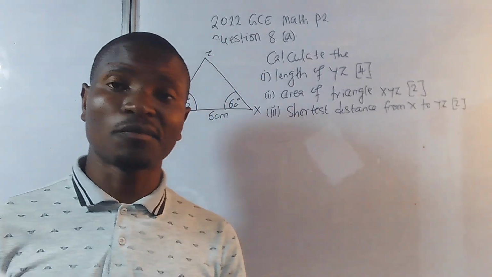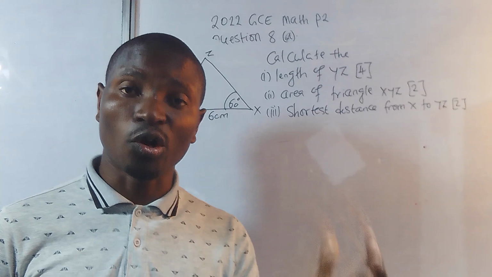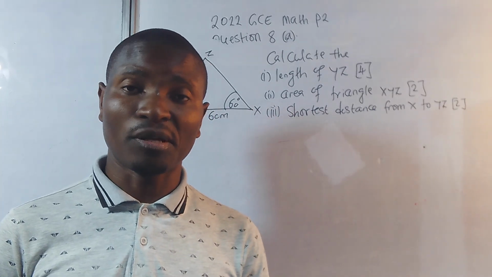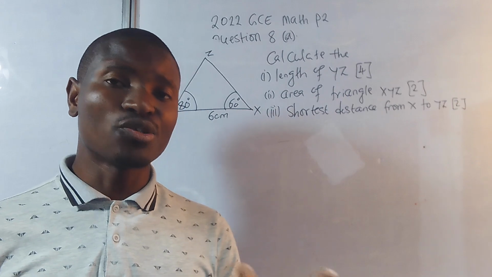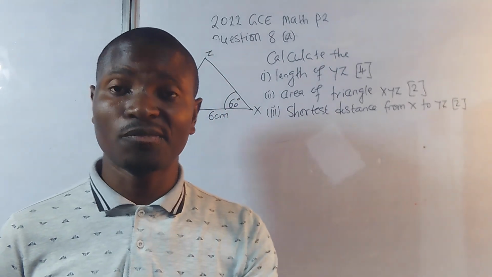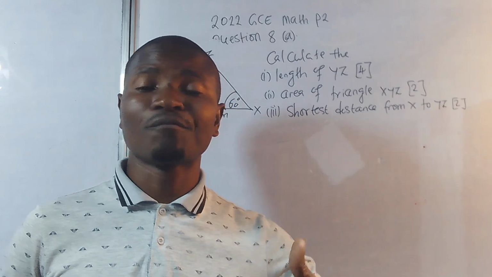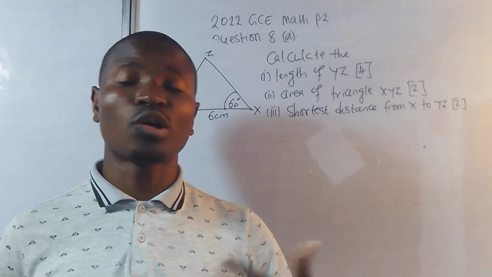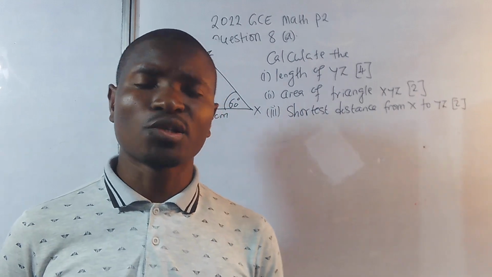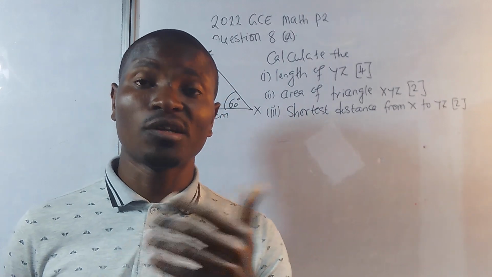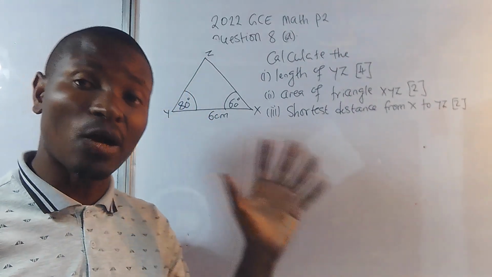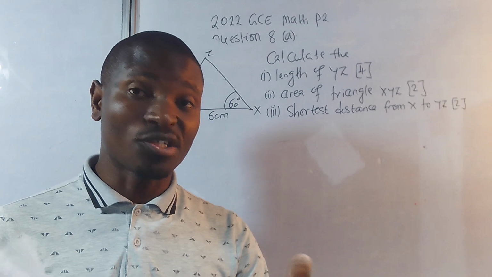So without wasting much of your time, this is trigonometry that came in 2022 GCE Math Paper 2. So how do you approach this question? You have to be careful when it comes to trigonometry, because you are going to have two options. It's either you're going to use the cosine rule or the sine rule. So you have to be very careful when it comes to such a question under trigonometry. Now let us see how we can approach this question.